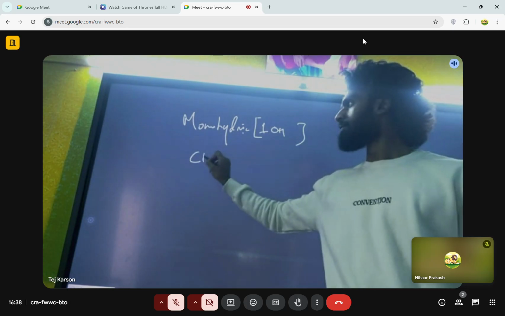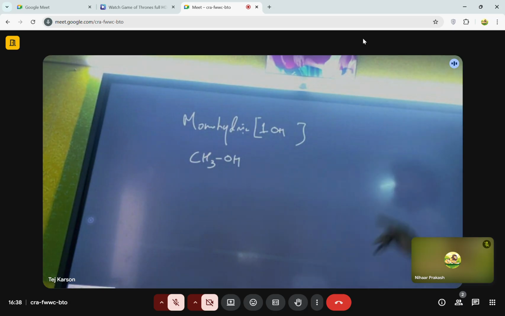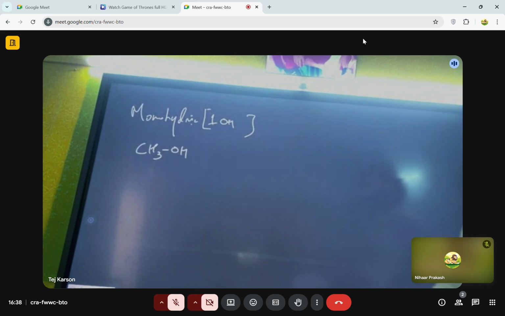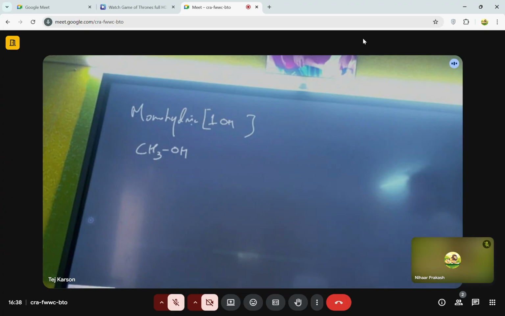Similar to the earlier classification. Then one alcohol, name that. Methanol. Correct, methanol or methyl.